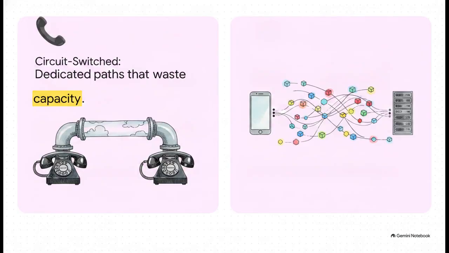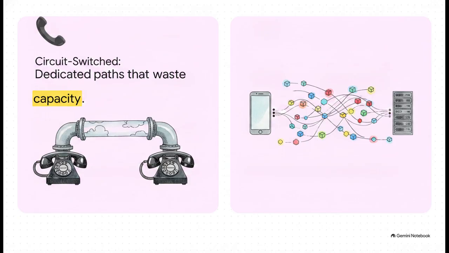So, for decades, the public switched telephone network ran on circuit switching. You had a dedicated, guaranteed path for your call from point A to point B. And sure, it was highly reliable, but it was incredibly wasteful. That path stayed fully reserved even during dead silence, which, if you think about it, is roughly half of a normal phone conversation. That dedicated model just couldn't scale for modern data.